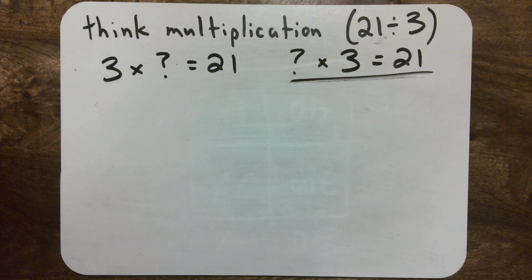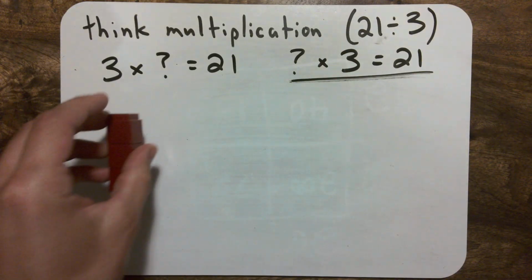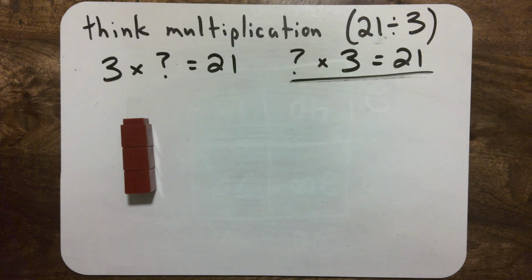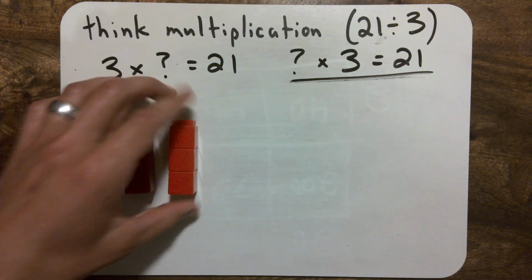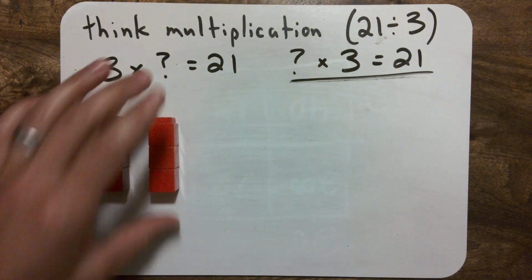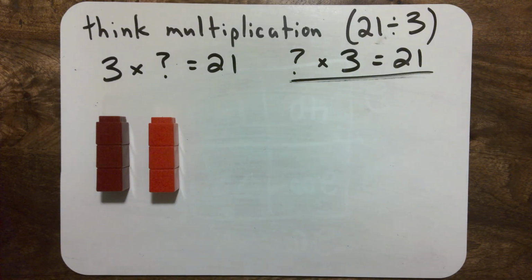I just have some connecting cubes. I'm going to treat them like a set model, but I have them grouped in groups with the size of 3. So that's one group with the size of 3. I only have a total of 3, so I'm not to 21 yet, so let's keep going. Another group of 3. Now I'm at a total of 6 with 2 groups.